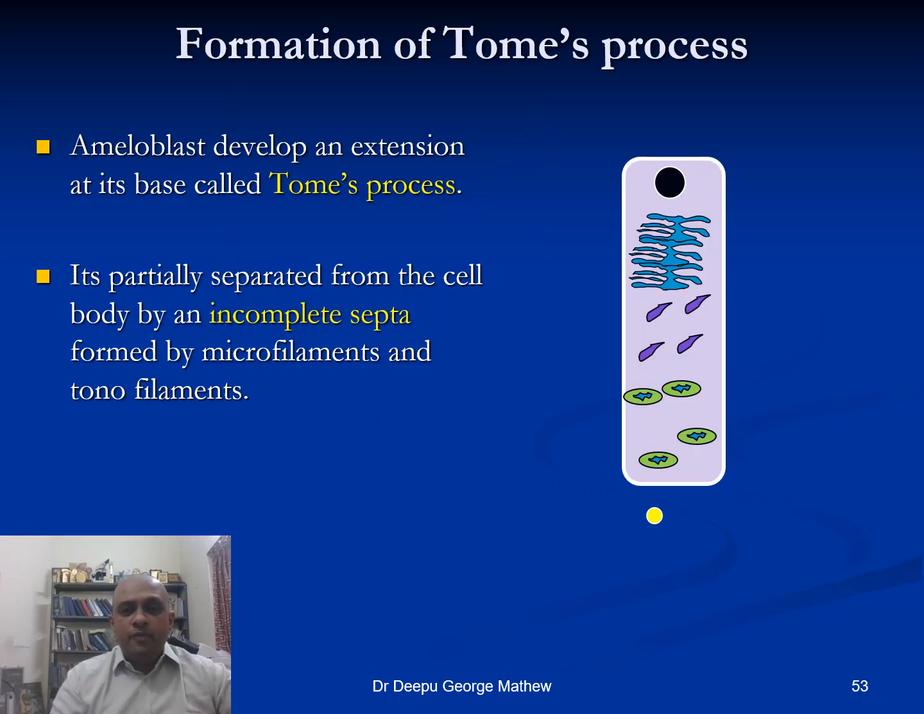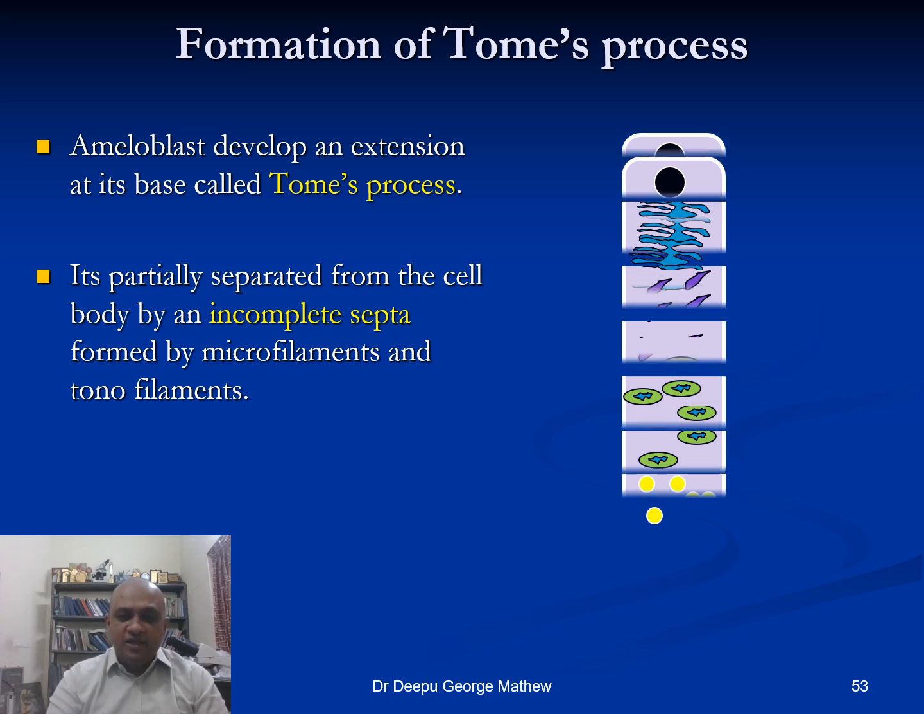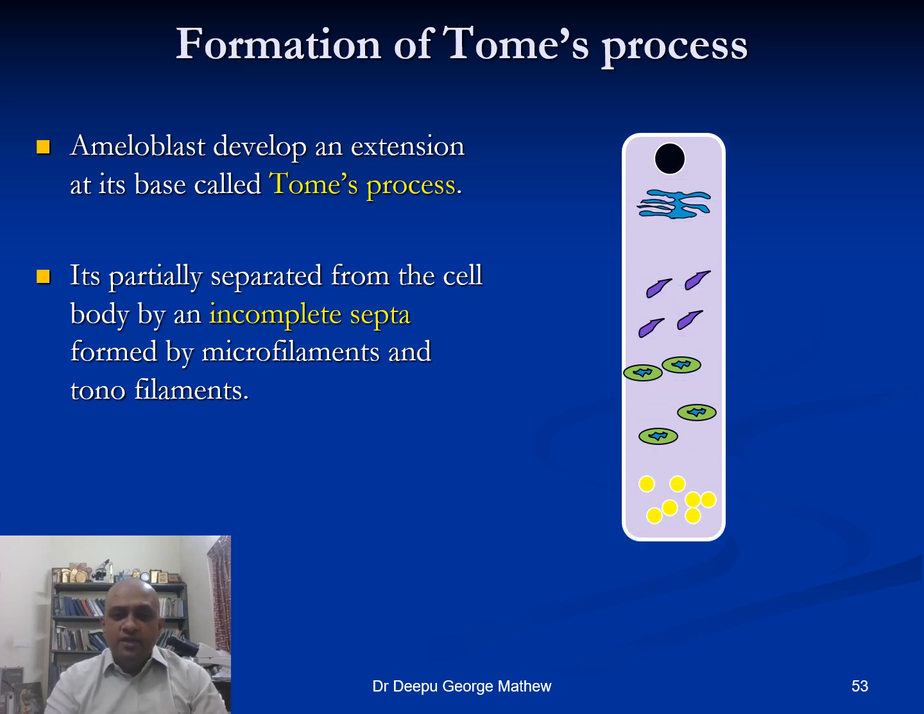Next is the formation of Tom's process. Now, the ameloblast will develop a distal extension, and that is known as the Tom's process. This Tom's process is important for the enamel secretion. The Tom's process is partially separated from the cell by an incomplete septa. See, this is how the Tom's process will appear. It is separated by an incomplete septa formed by microfilaments and tonofilaments. So this is called the proximal part of the Tom's process.